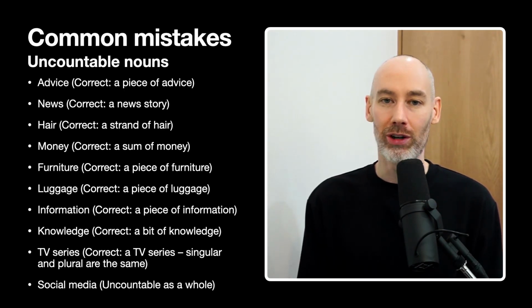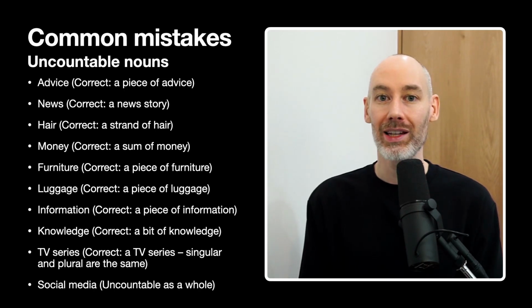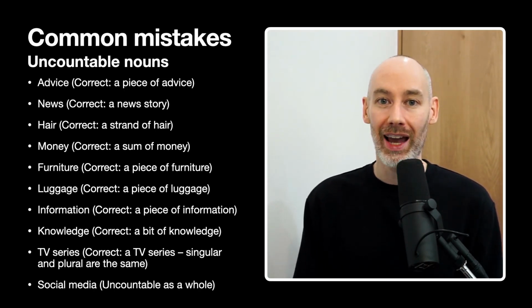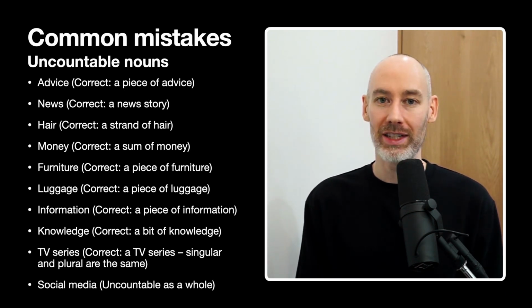Next, furniture. Furniture is a category, and because it's a category, it can't be counted. It is uncountable. So again, we need to use a counting expression with it, like a piece of furniture, something like that. Luggage. We can never say luggages in English. It's not pluralized in that way. We need to use a counting expression with it. We need to say a piece of luggage or pieces of luggage.